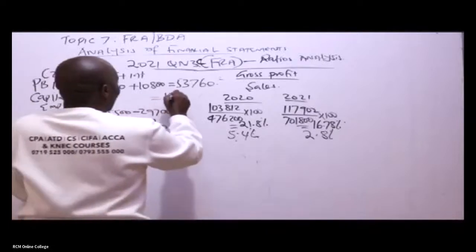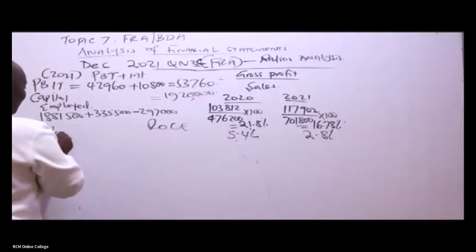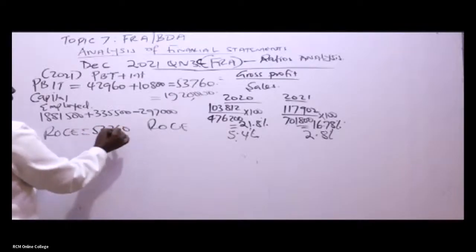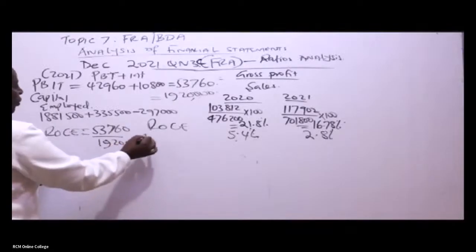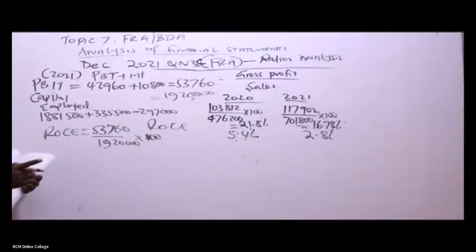1920,000. Beautiful figure. And now remember that ROCE really is the quotient between this PBIT, 53,760, and we divide this by the capital employed, 1920,000 times 100. So then are you able to give me these figures, 2.8? So I believe now, Angie, you're able to pick that one for 2021.